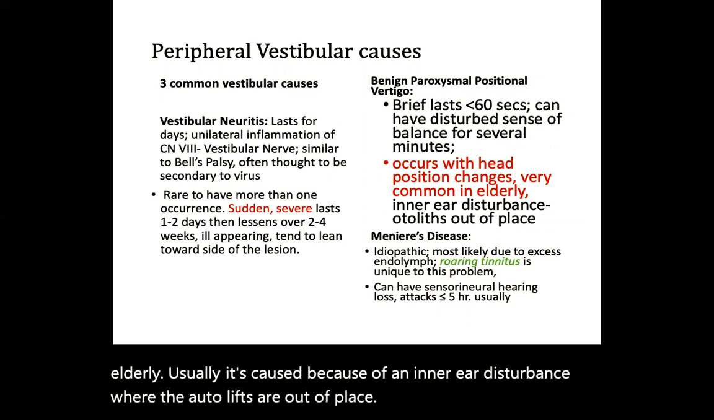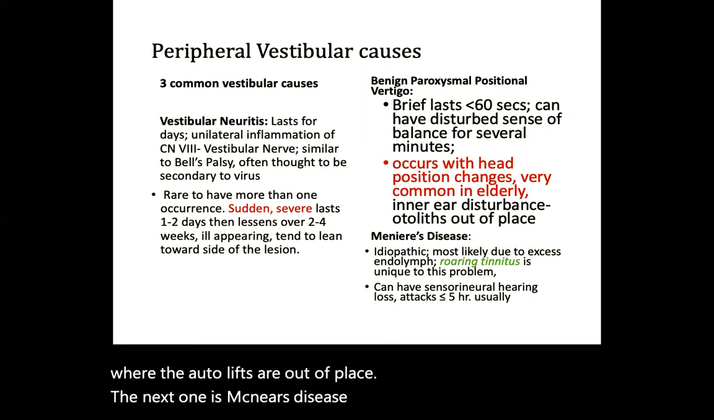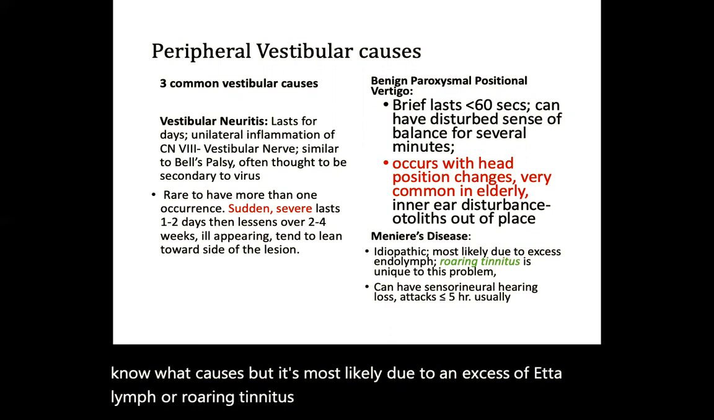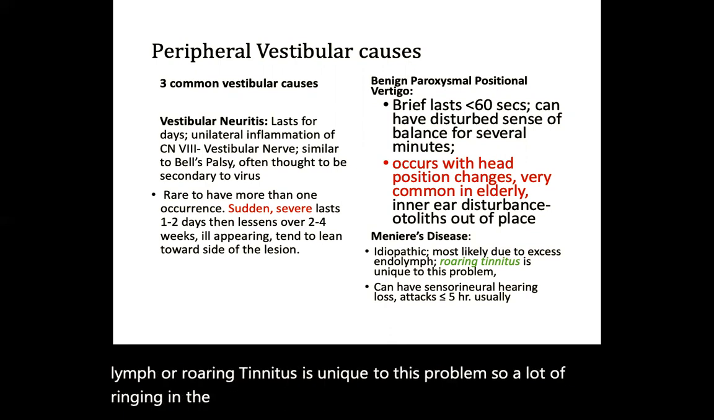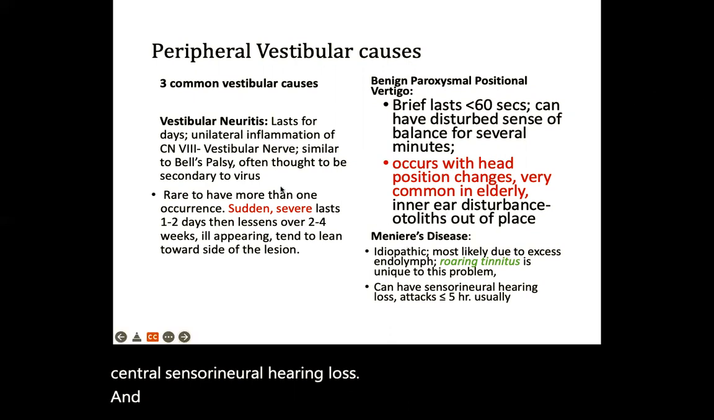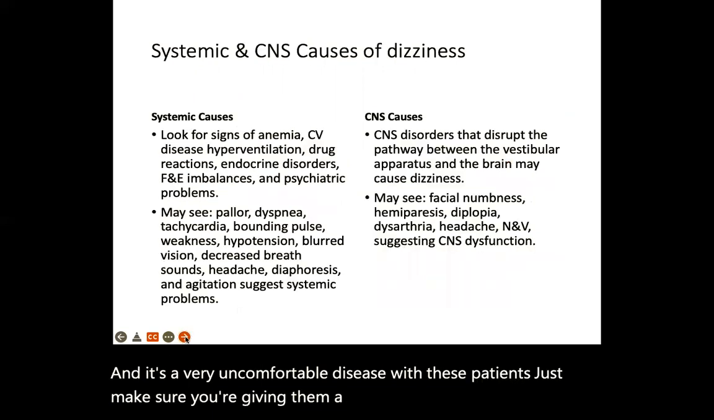The next one is Meniere's disease. It's idiopathic. They don't really know what causes it, but it's most likely due to an excess of endolymph. Roaring tinnitus is unique to this problem. So a lot of ringing in the ears. These patients usually have a sensorineural hearing loss. And it's a very uncomfortable disease. With these patients, just make sure you're giving them a lot of support and seeing if they need any kind of assist at home.